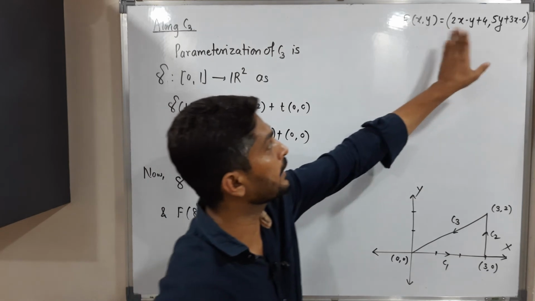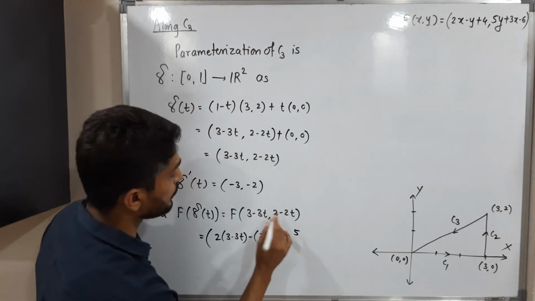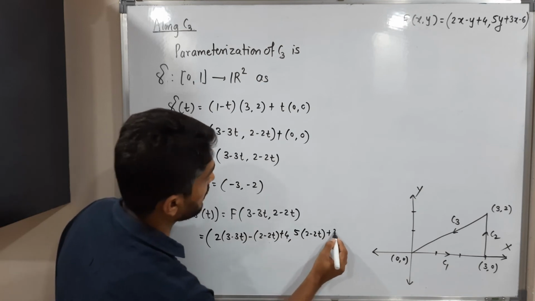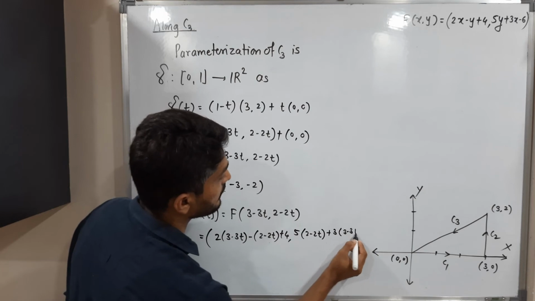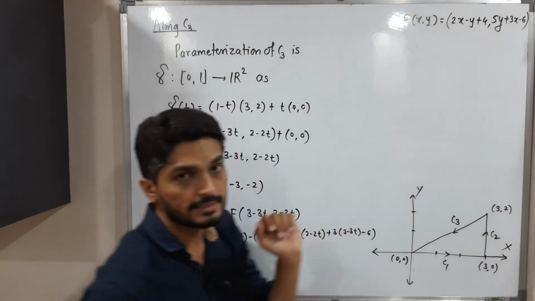The first part is over. Now let us work on the second part. So y, what is y? 2 minus 2t, plus 3x. x is 3 minus 3t, plus minus 6. That's it. At the end we have minus 6.